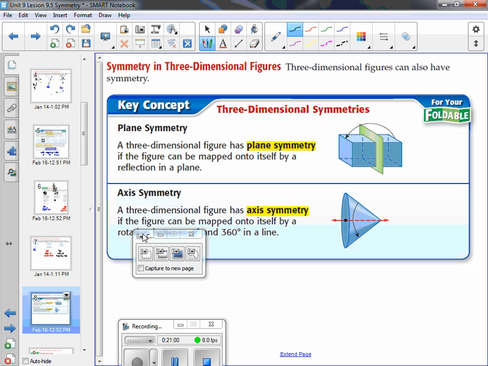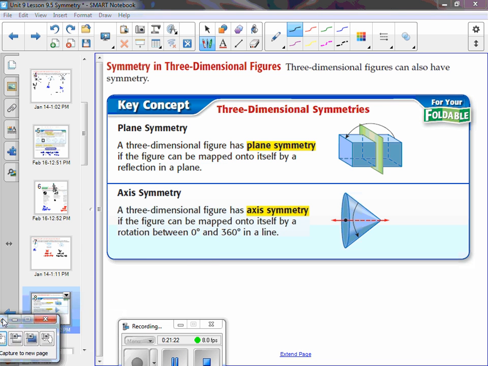We call any three-dimensional figure a solid, even if it's hollow. Like a basketball is a solid even though it's hollow. A wiffle ball is solid even though it's hollow. Football, okay, baseball, definitely solid. All right, now three-dimensional figures or solids can also have symmetry. And there's two types, plane symmetry and axis symmetry.